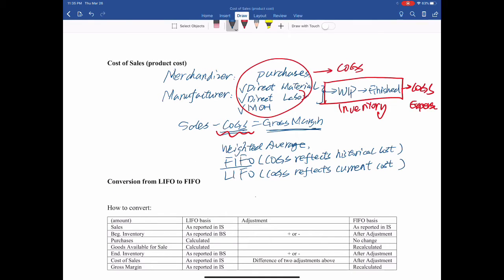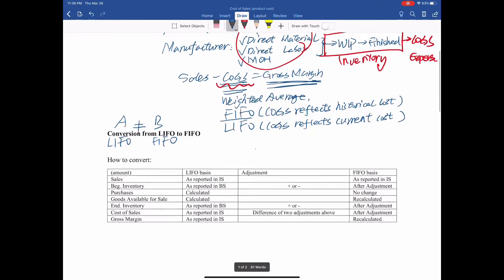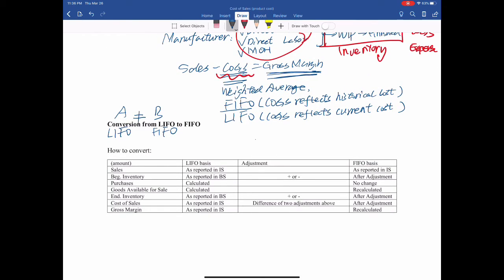Sometimes, if we want to compare firms A and B and they use different cost assumptions, A uses LIFO, B uses FIFO, that means their cost of goods sold is computed using different assumptions. We cannot simply compare their cost of goods sold by the number. To solve this problem, we need to convert LIFO to FIFO or FIFO to LIFO. Actually, the conversion is not difficult.